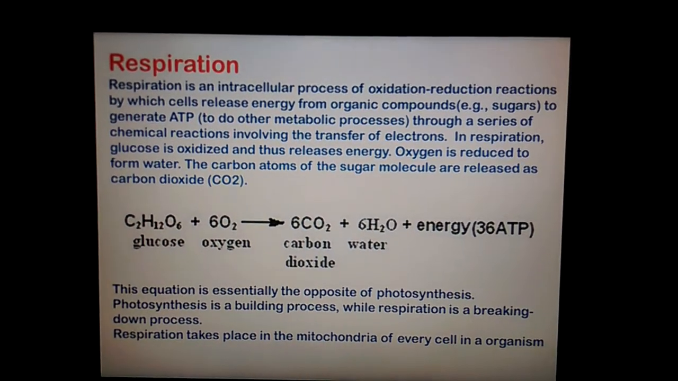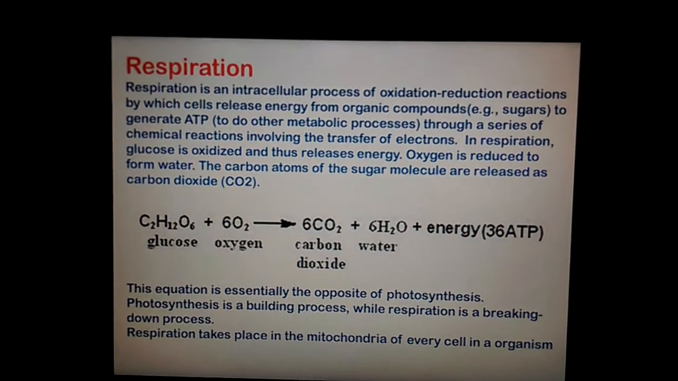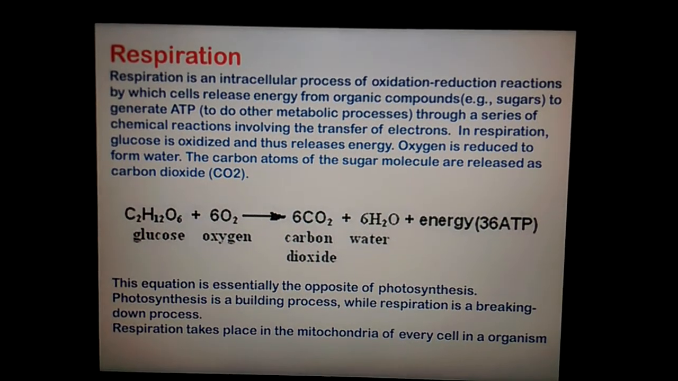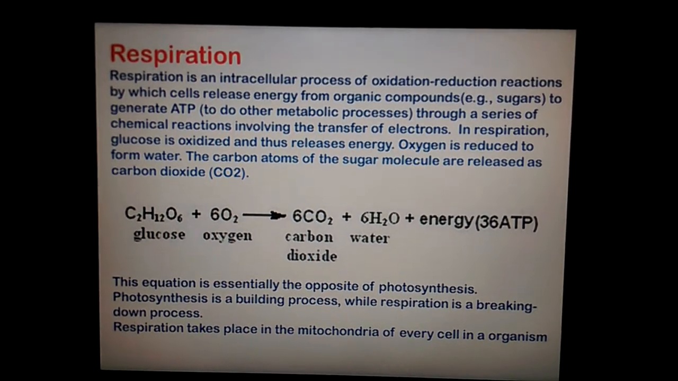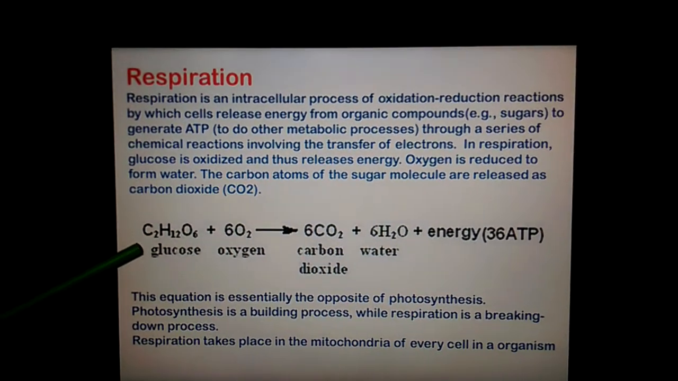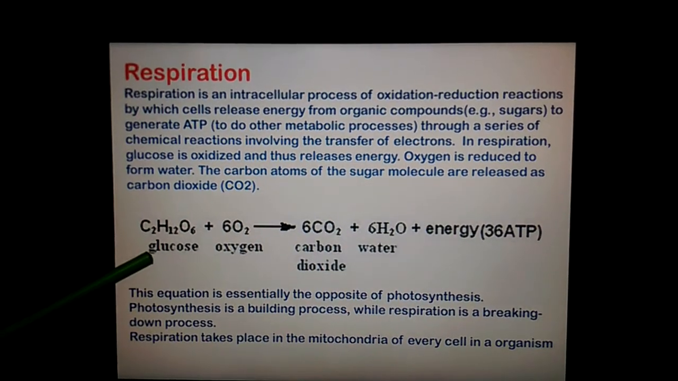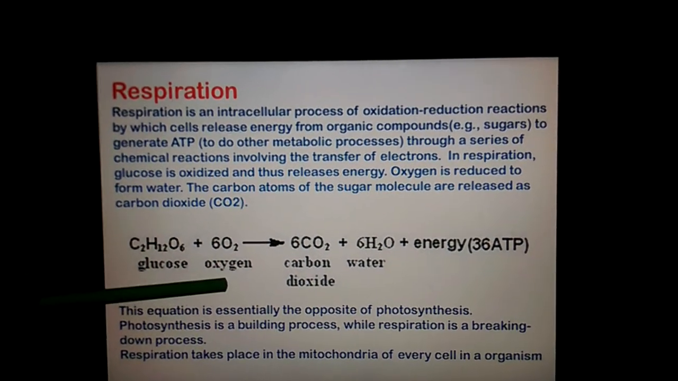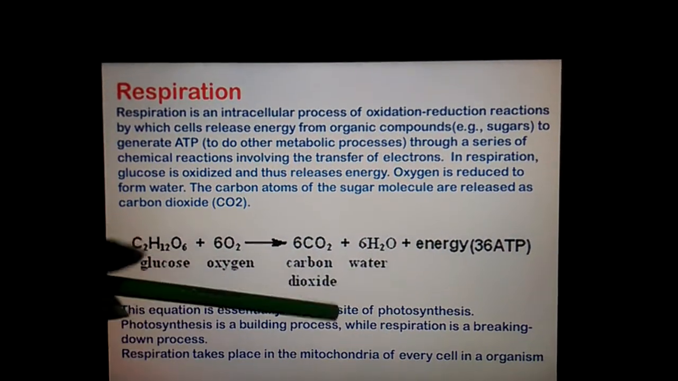of electrons. In respiration, glucose is oxidized and thus releases energy. Oxygen is reduced to form water. The carbon atoms of the sugar molecules are released as carbon dioxide. Here we go for the reaction of the respiration process. We can see here this is the glucose, C6H12O6, and oxygen, and it transforms into carbon dioxide, water and energy.